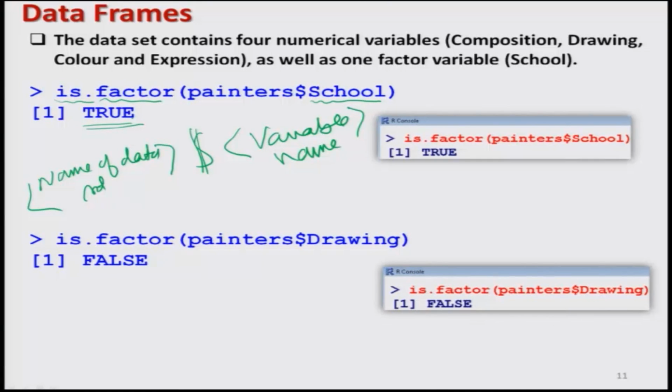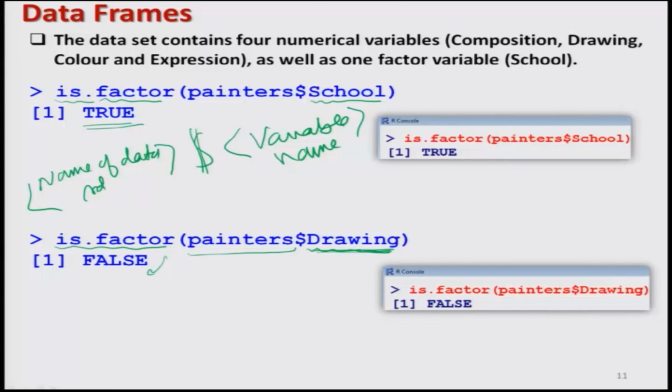And now we have also seen that another variable, drawing, is getting its values in terms of numbers. Now I want to check whether the variable drawing is a factor variable or not. So again I write down the name of the data set painters, then dollar and then the variable name drawing, and I use is.factor. The answer comes out to be FALSE. So why am I trying to take different examples?